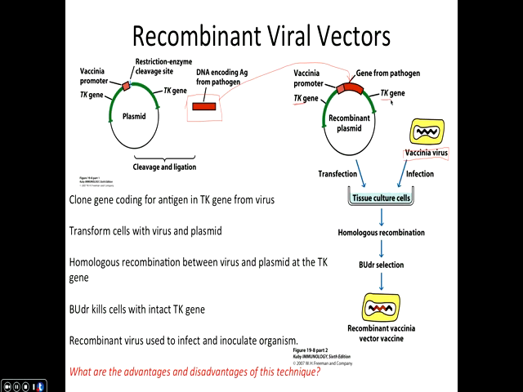And TK gene is a gene that's used a lot in mammalian cell culture. It's thymidine kinase, and it's used because you can have a suicide selection for that gene. So cells that express thymidine kinase will die when you add BUDR, and that's the BUDR selection. So what you're doing is you're looking for co-transfection. You take tissue culture cells and infect them with the virus. You transfect them with your plasmid. You're going to get recombination between the virus and the plasmid at the thymidine kinase gene.